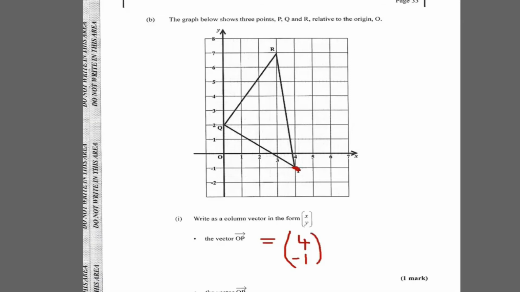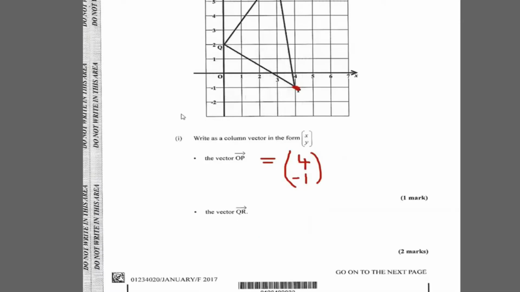Good. Now after we find that, we want the vector QR. Now vector QR is the vector of the last minus the vector of the first. So vector QR is OR minus OQ. That is vector QR.